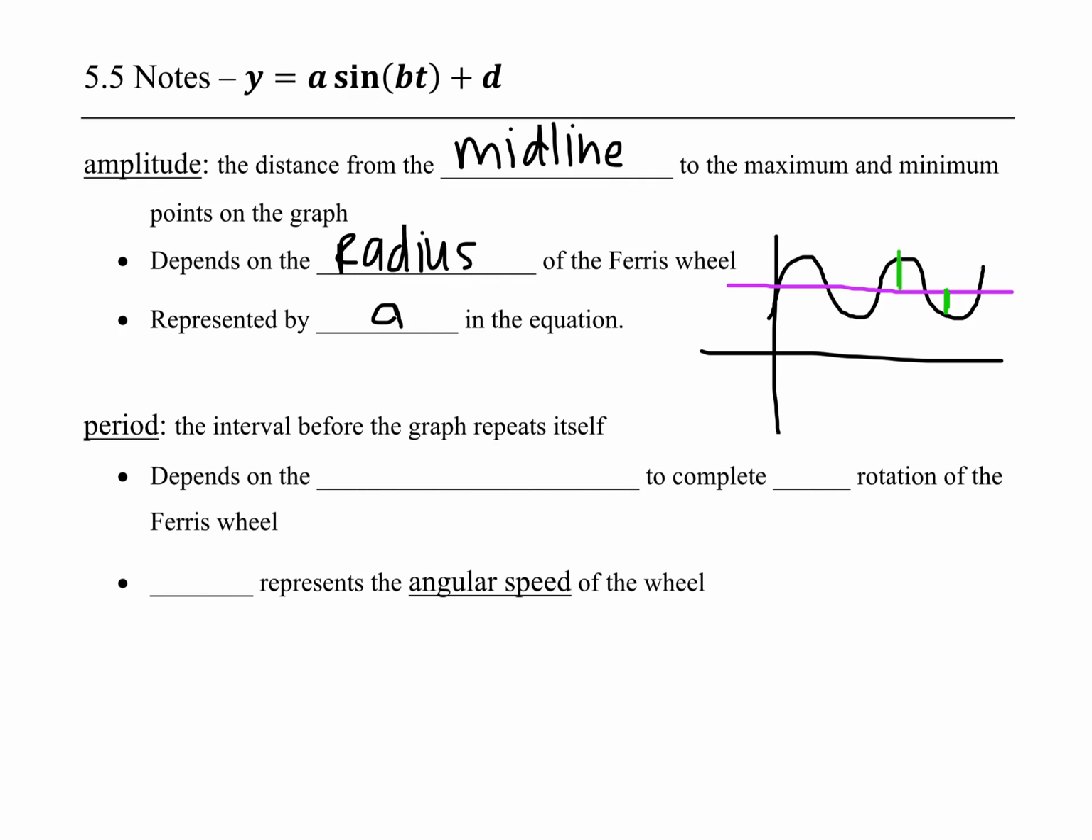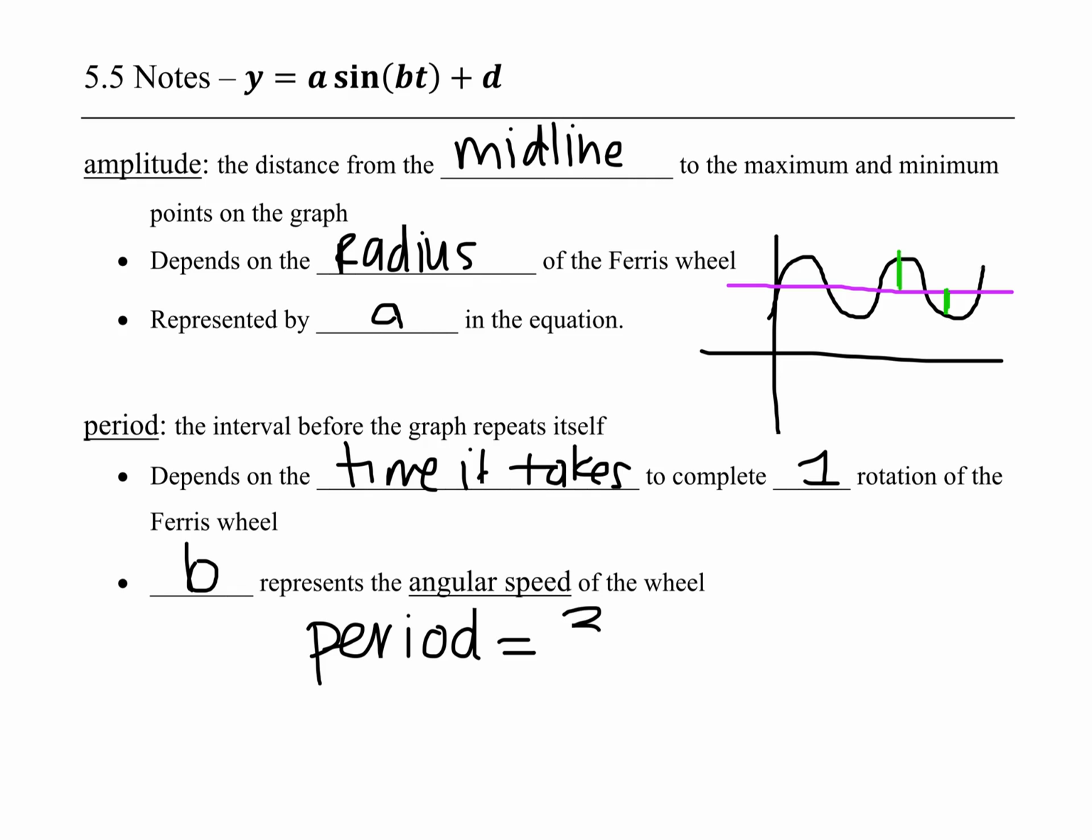Finally, the last thing we have is the period. The period is the interval before the graph starts repeating itself. This depends on the time it takes to complete 1 rotation of the Ferris wheel. In my equation, B represents the angular speed of the wheel. So if I want to know the time it takes, my period is just going to be equal to 360 divided by B.